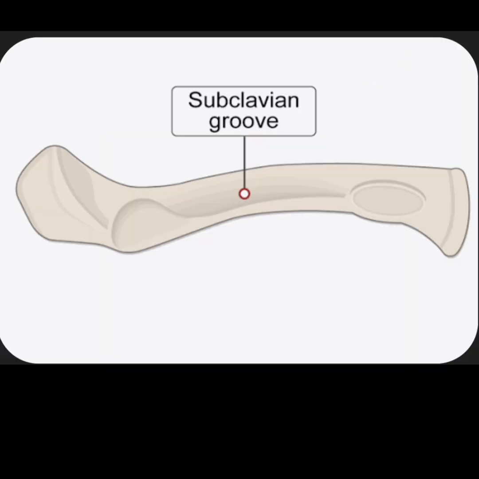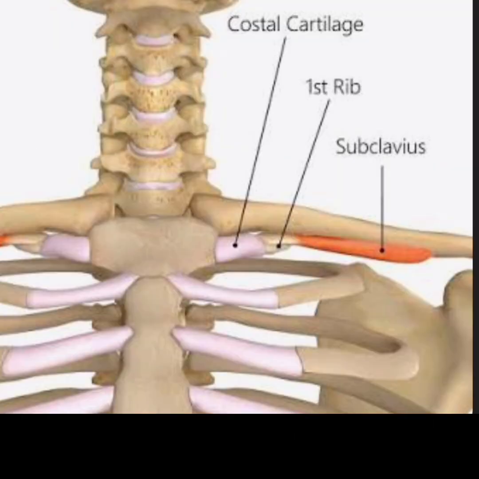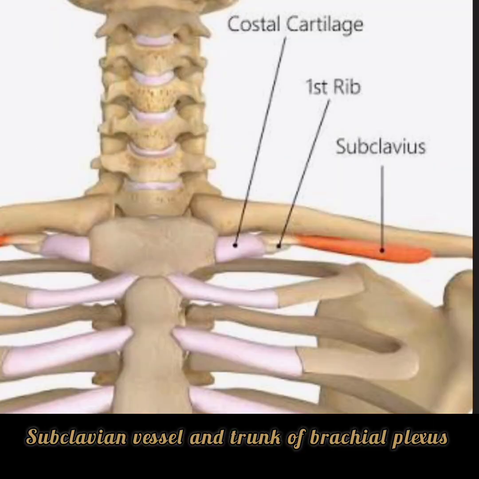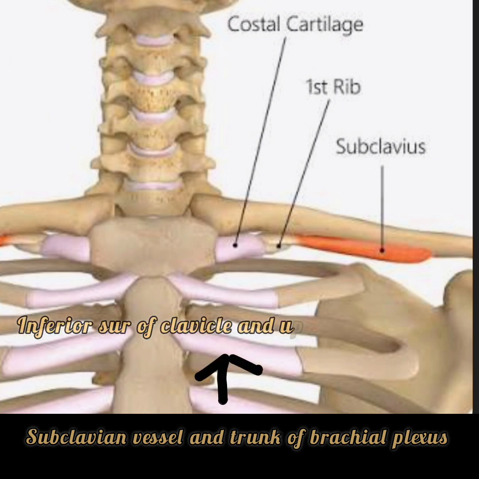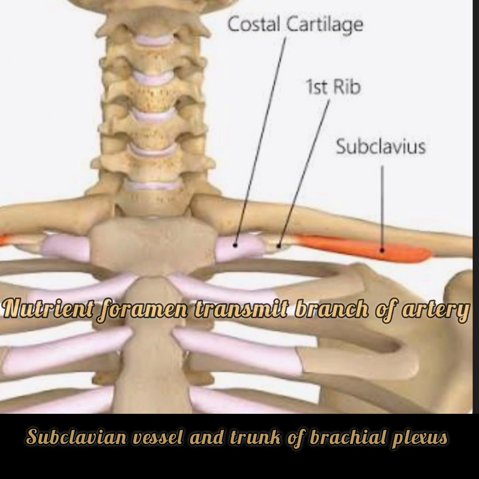The margin of the groove gives attachment to the clavipectoral fascia. Subclavian vessels and divisions of the trunks of the brachial plexus pass towards the axilla, lying between the inferior surface of the clavicle and the upper surface of the first rib. The subclavius muscle acts as a cushion. The nutrient foramen transmits a branch of the suprascapular artery.